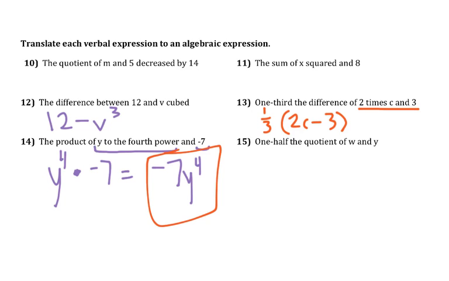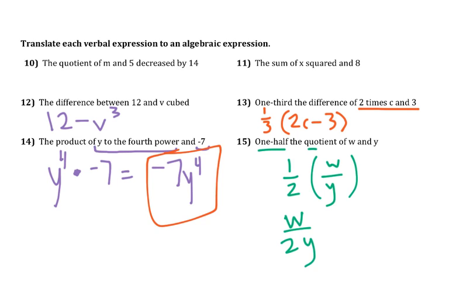Okay, and then number 15, 1/2 the quotient. So I need to divide something. What should I divide? w and y. You can write it like that, or you can write it without the parentheses. You could write 1 times w over 2 times y. That would be the same thing. So again, there's a couple different ways that you can write some of these things.